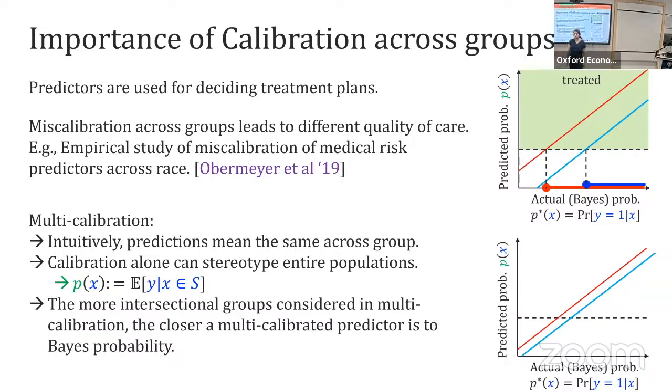Okay. So this is at a high level why having more per group guarantees for this very natural notion of calibration is something that we might hope for. Yeah. So here you assume that the groups are only defined in terms of observables, right? Yeah.